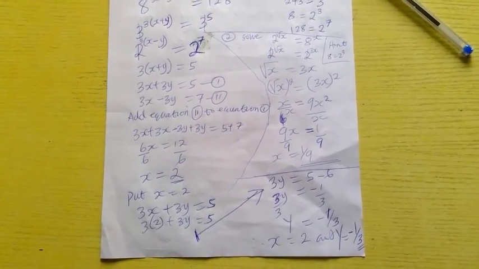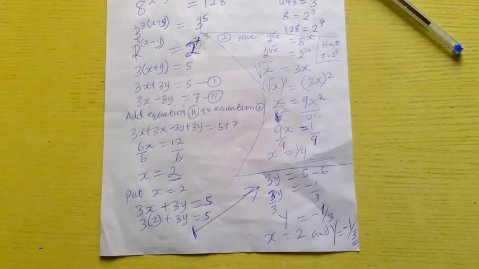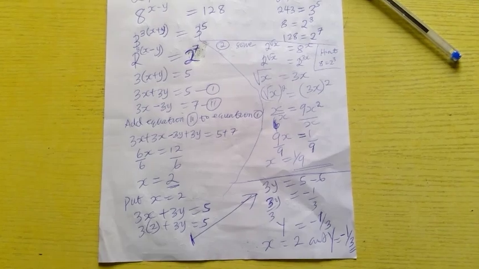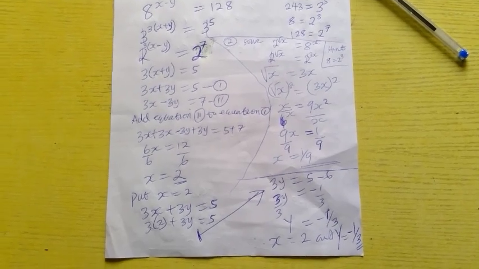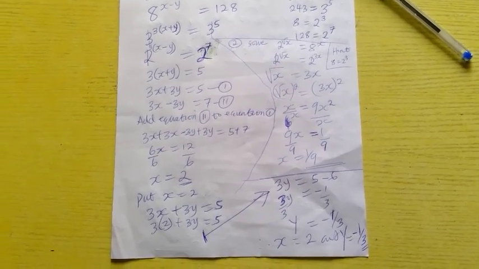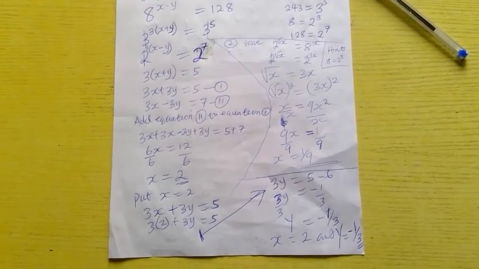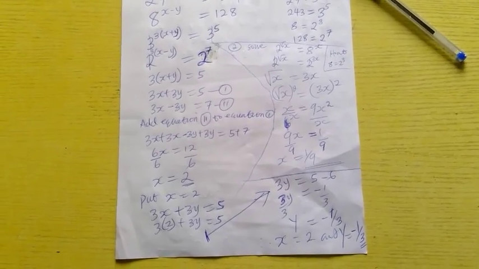So you have to go back to any of the equations, but I choose equation 1 here. I said 3x plus 3y equals 5, where x is equal to 2. So you collect like terms. You have 3y equals 5 minus 6, so that gives you minus 1. Divide both sides by 3.